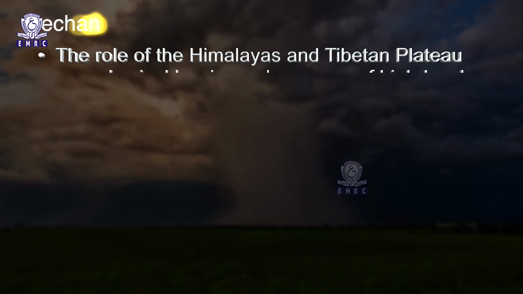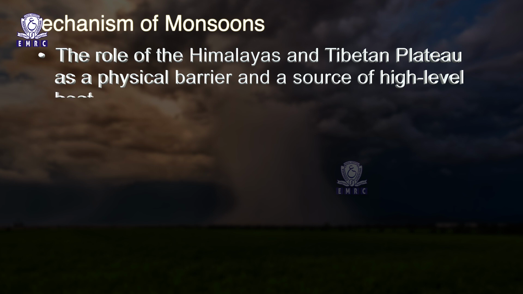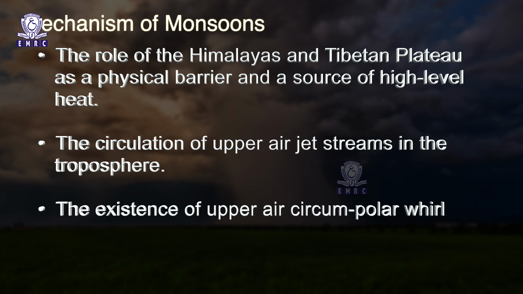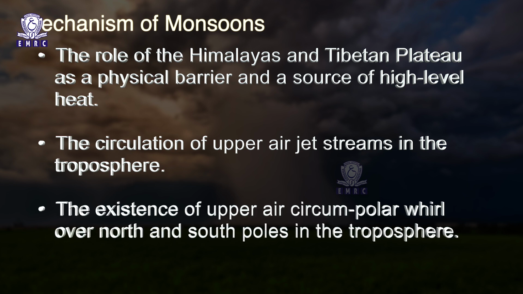The data gathered by meteorologists after the Second World War have revealed that the origin and mechanism of monsoons are related to the role of the Himalayas and the Tibetan Plateau as a physical barrier and a source of high level heat, and also the circulation of the upper air jet streams in the troposphere, and the existence of upper air circumpolar whirl over north and south poles in the troposphere, and the occurrence of El Niño in the South Pacific and the Indian Oceans.